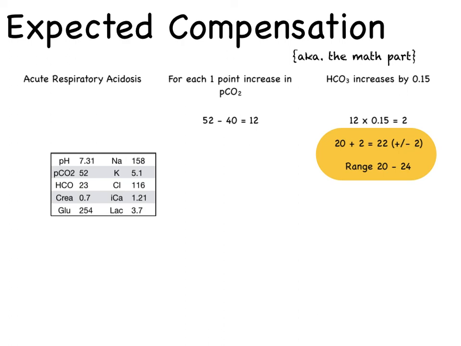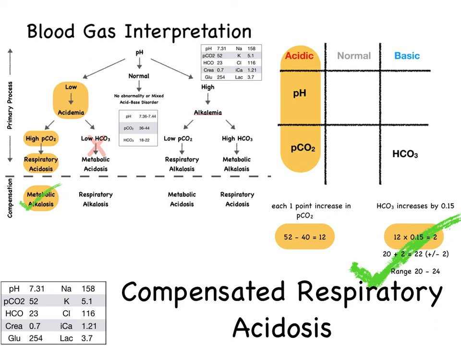So our calculated value is 22. 22 minus 2 is 20. 22 plus 2 is 24. So if the patient's bicarb falls into this range of 20 to 24, we say the change in bicarb is probably all due to compensation. Our patient's bicarb is 23, falls nicely into our range, so his change in bicarb is probably compensation for his acute respiratory acidosis. So, our final diagnosis today is a compensated respiratory acidosis.